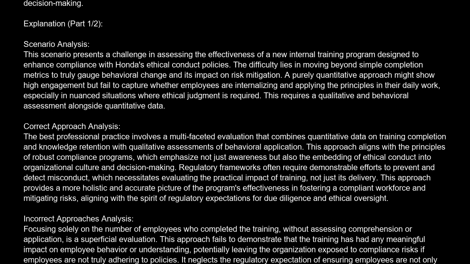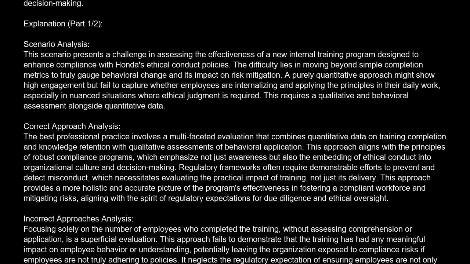Explanation. Scenario analysis. This scenario presents a challenge in assessing the effectiveness of a new internal training program designed to enhance compliance with Honda's ethical conduct policies. The difficulty lies in moving beyond simple completion metrics to truly gauge behavioral change and its impact on risk mitigation. A purely quantitative approach might show high engagement but fail to capture whether employees are internalizing and applying the principles in their daily work, especially in nuanced situations where ethical judgment is required. This requires a qualitative and behavioral assessment alongside quantitative data.